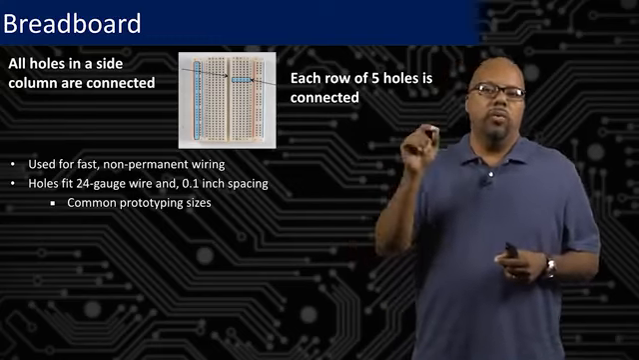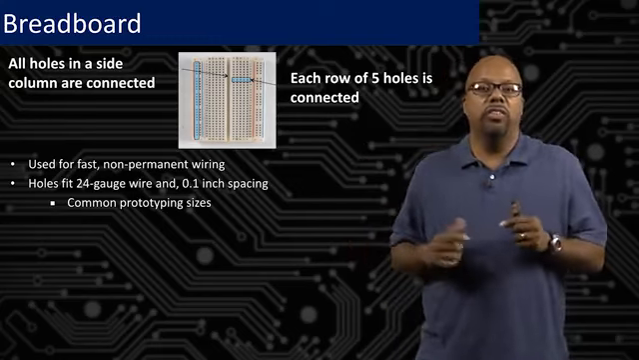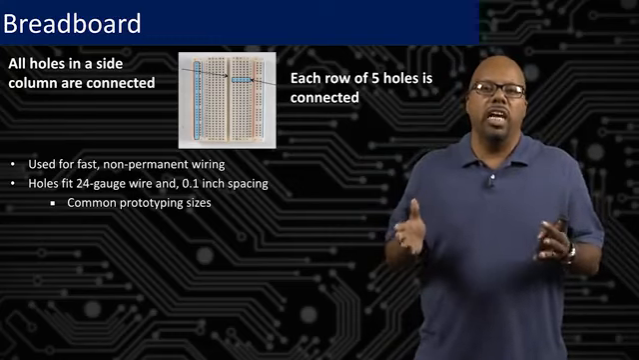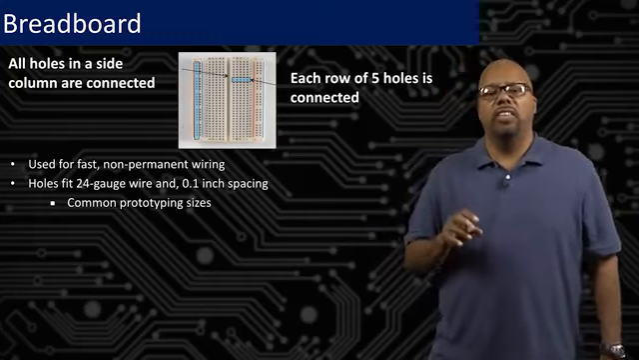So you can plug one connection from a component into one hole in the row and plug another component into another hole in the same row, and then those 2 components are connected. Okay? So this is how we're going to be doing wiring. We're going to have our breadboard, and we connect things in that way.